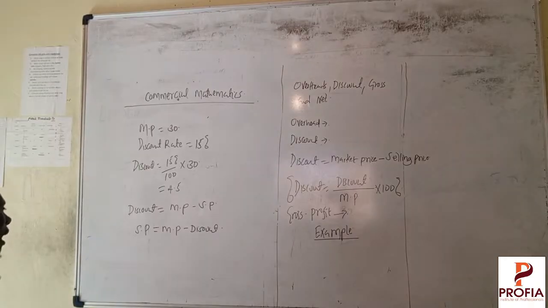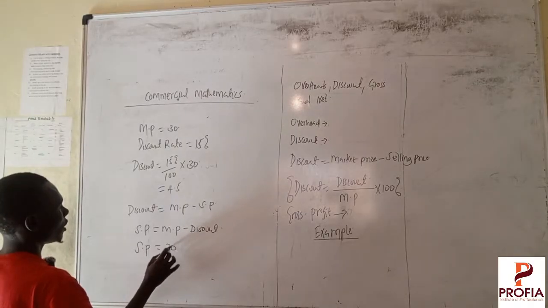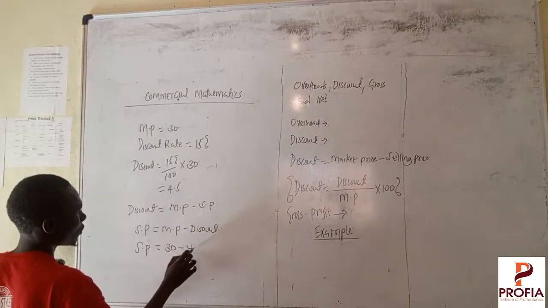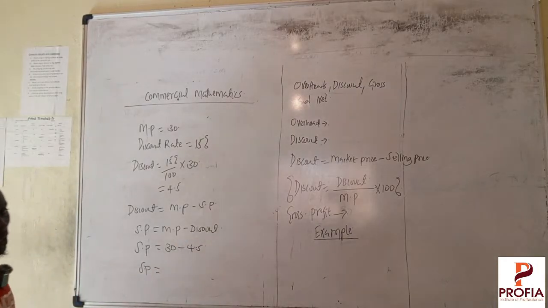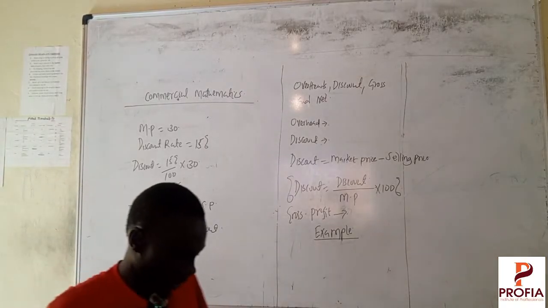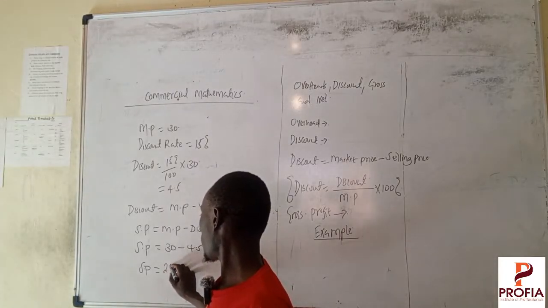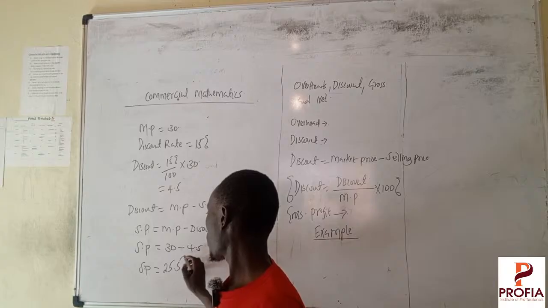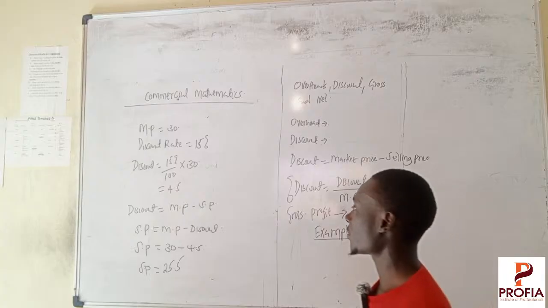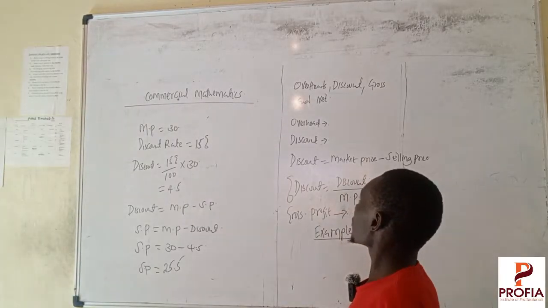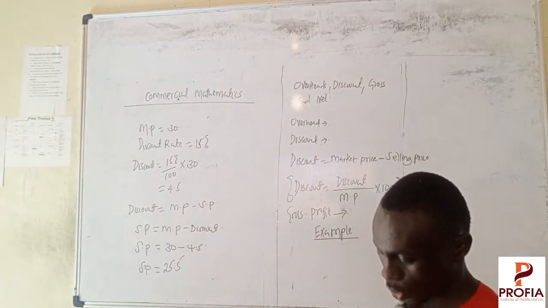And remember, our market price is 30 shillings. We subtract our discount, which is 4.5. We should be able to get the selling price. 30 minus 4.5 is around 25.5. Have you understood the concept of getting the discount? We can do another illustration.